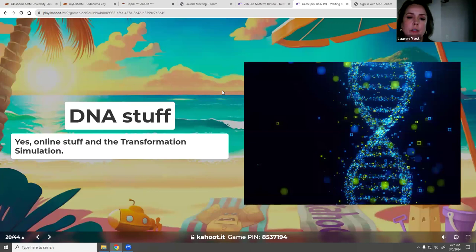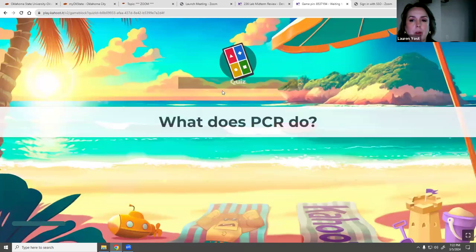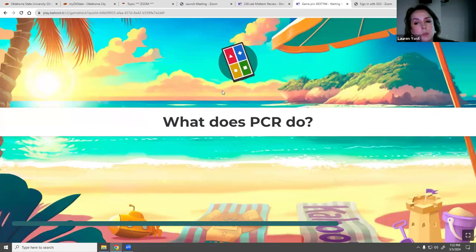All right, DNA stuff. I say online stuff. That's what I'm talking about with the little paper that I had sent to you guys, and then the transformation simulation. This shouldn't be too crazy compared to what we already did. So what does PCR do?